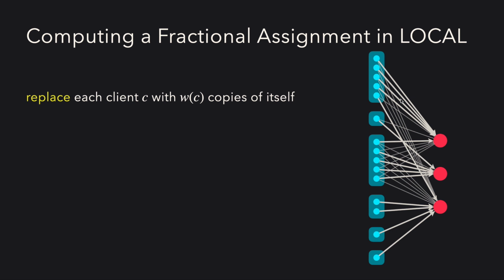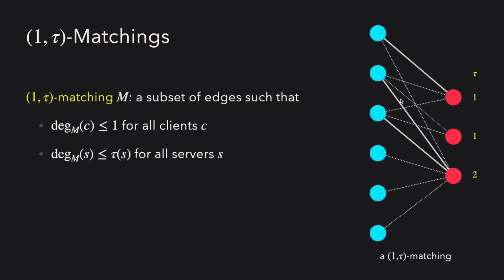Before we do that, we need a slightly more general notion of a 1B matching. Instead of 1B matchings, I'm now going to talk about 1-tau matchings. The difference is that tau is a function that specifies capacities on a server-by-server basis. For example, a 1-tau matching is depicted on the right, where server capacities given by tau are shown to the right of the servers. Saturated vertices with respect to a 1-tau matching are defined in exactly the way you'd expect. Servers and clients are saturated if their degree is as large as possible with respect to the 1-tau matching.